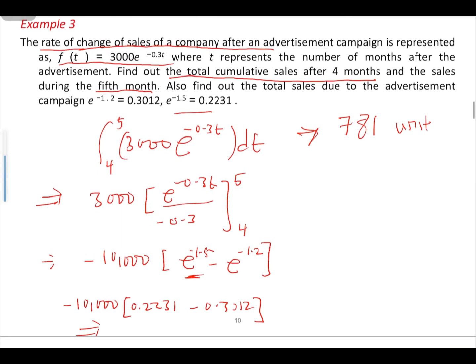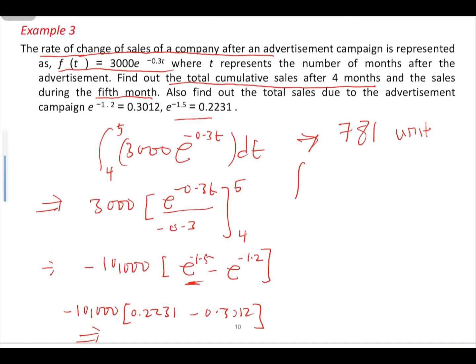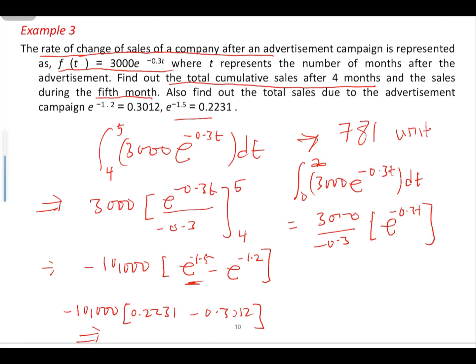So in that case, we are going to get something like the integral from 0 to infinity, which is 3000 exponent negative 0.3t dt. And doing your integration, you are going to get 3000 over negative 0.3, then exponent negative 0.3t, and then our limit is going from 0 to infinity. And at the end of the day, we are going to get negative 10,000 and then 0 minus 1.